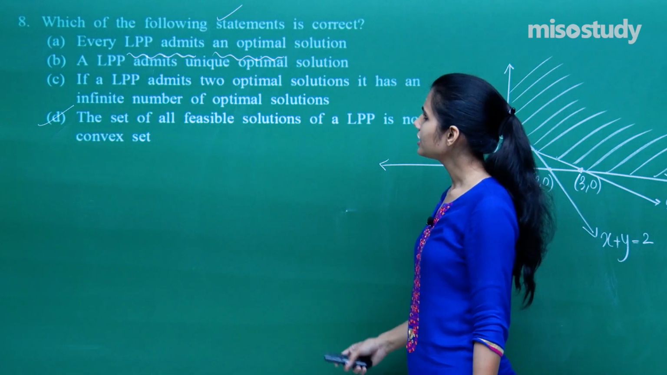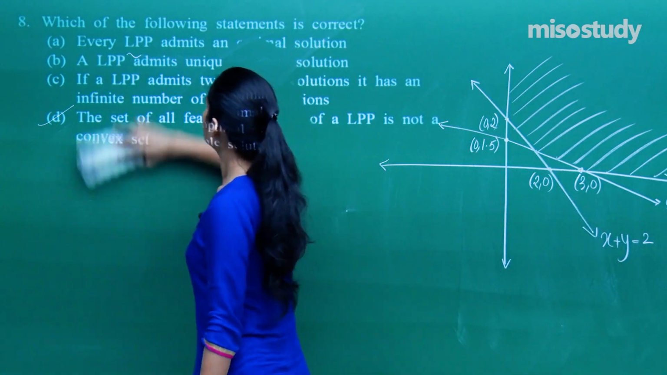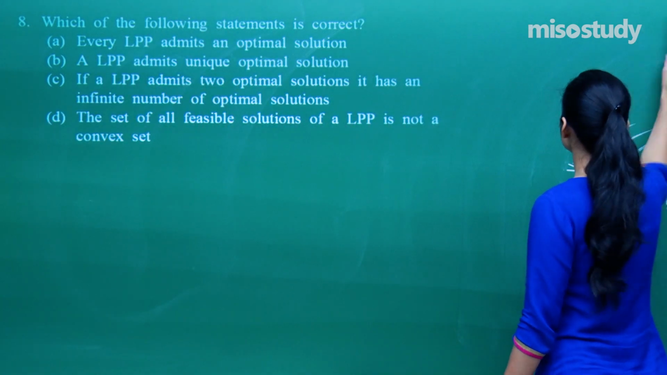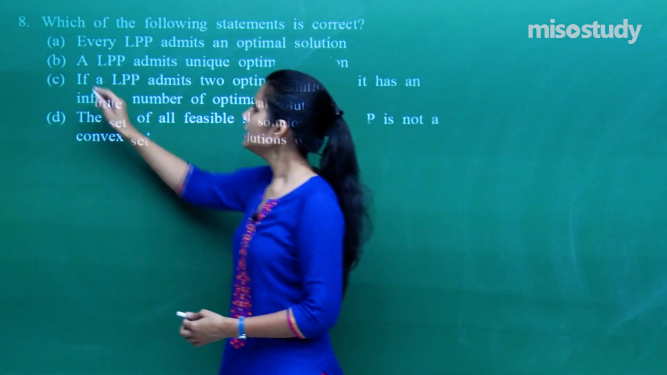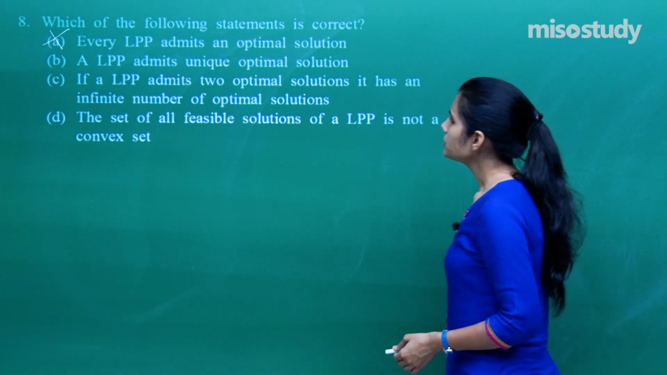Next question says what? Let's see. Which of the following statements is correct? Every LPP admits an optimal solution. No, that's not true. There are LPPs which do not give you any optimal solution. This is drastically incorrect. An LPP admits a unique optimal solution.